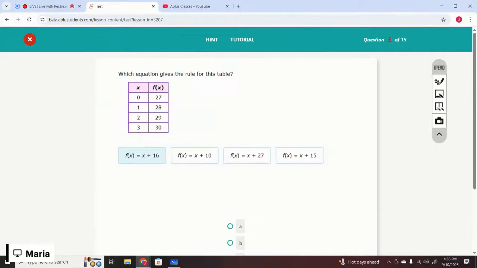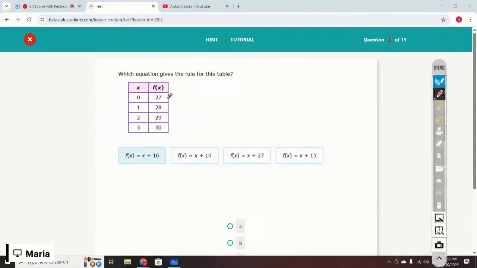Okay, so let's just calculate the slope for this table. Just look at how the values of y are changing. They are changing by 1 and x are also changing by 1. So the slope is 1 over 1 that equals 1, right? And where x is 0, y is 27. So the y-intercept is 27. So the correct one is x plus 27.